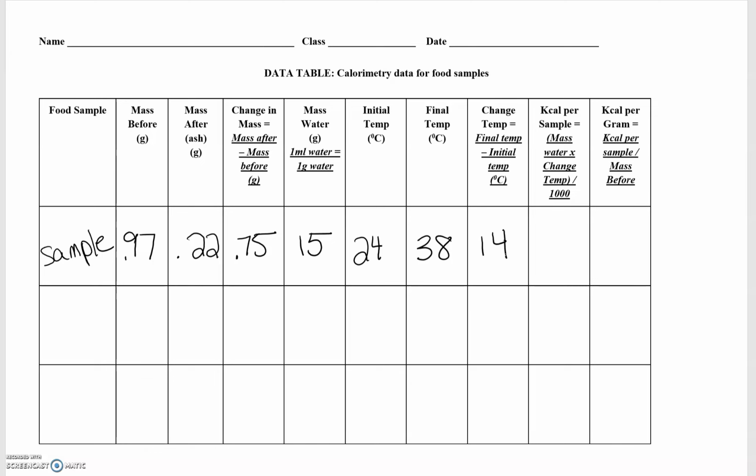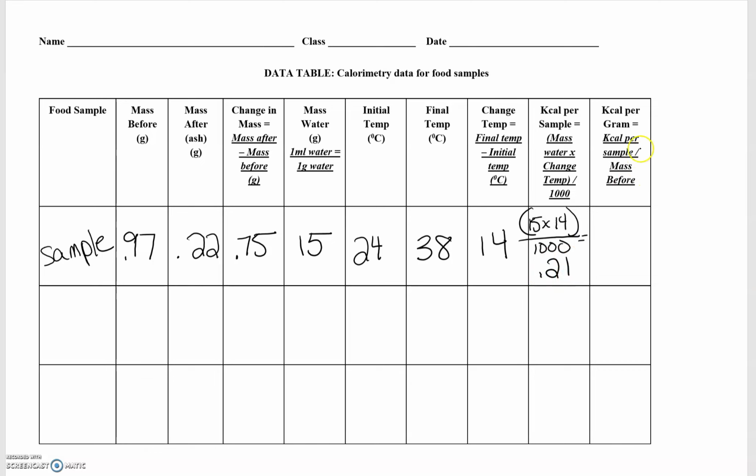So now we're going to do a calculation here. We're going to take the mass of the water, which is 15, and multiply it by our change in temperature, which was 14. And then we're going to take all of that and divide it by 1,000. When we do that calculation, make sure that you do the top part first and then divide it by 1,000. And we get an answer of 0.21.